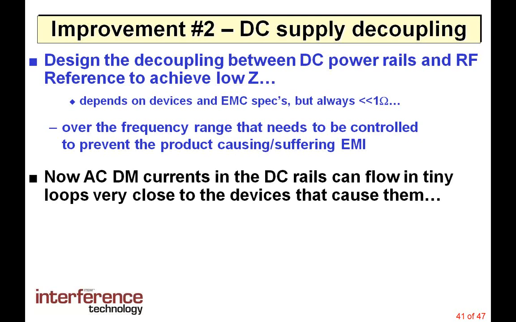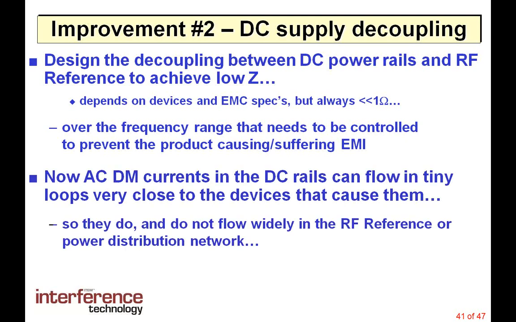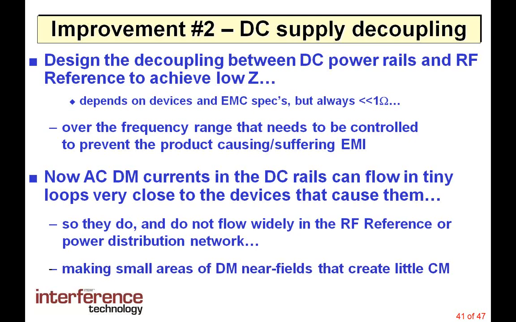Now the AC, the fluctuating differential mode currents in the DC rails, can flow in tiny loops very close to the devices that caused them. They don't have to flow in large areas, they just flow in the local decoupling capacitors, because they prefer to flow in small loops. And they don't flow widely around the radio frequency reference or the power distribution network. So the first thing we're doing here is making small areas of differential mode near fields that create much less common mode noise.